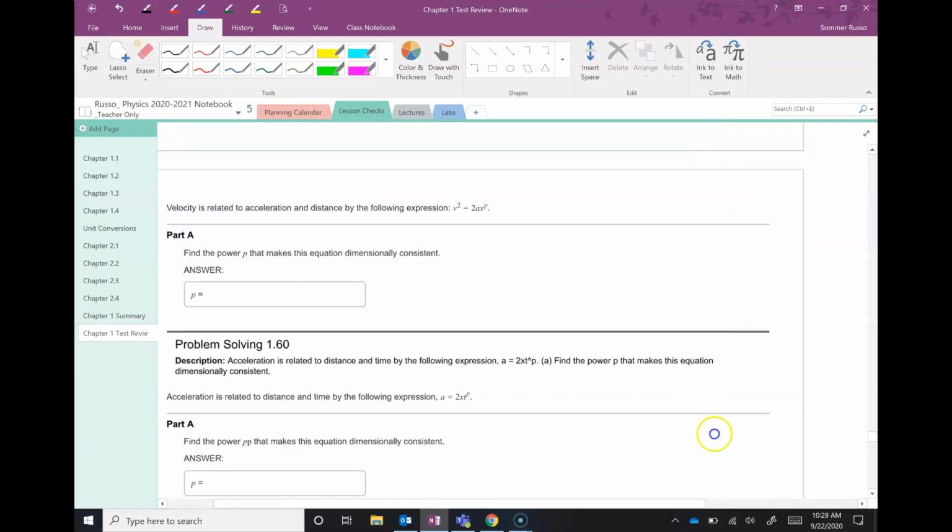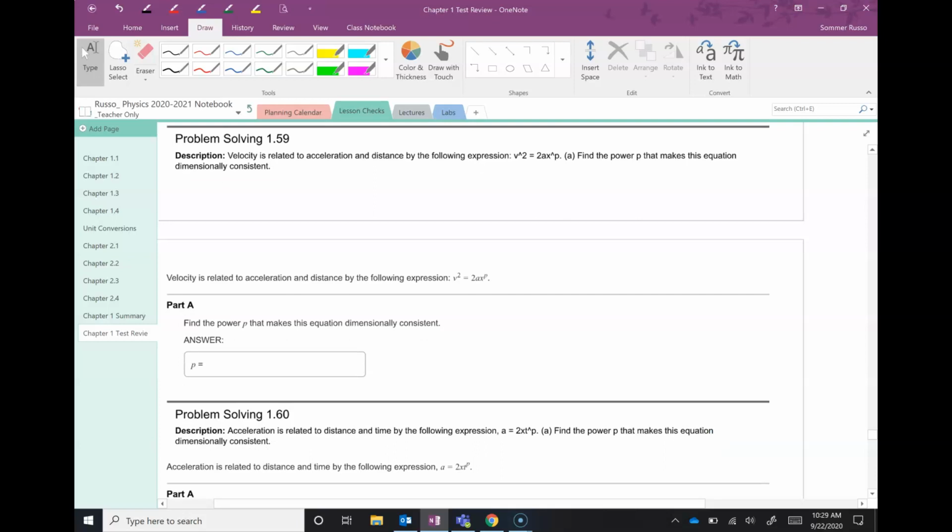Again, all right, so what power requires it to be dimensionally consistent? We want both sides of our equation to match in terms of units. So we have velocity squared, so this is meters per second, and that term is squared, is equal to 2, which doesn't do anything, times A, which is meters per second squared, and we want something here. So we have meters to the, I'm just going to go ahead and call it x, or actually, no, we'll make it p. Because we need to find out what that p has to be in order to make everything match.